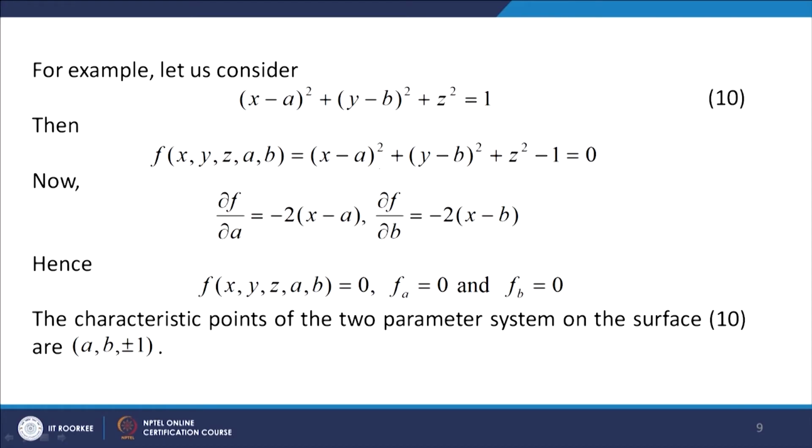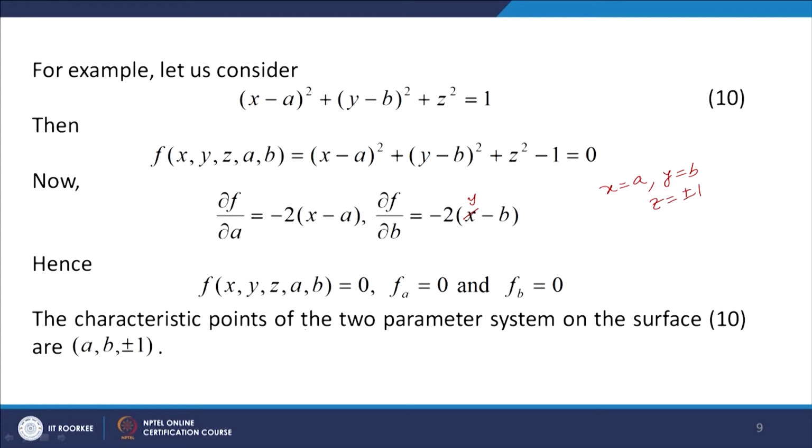So, f_a is equal to 0, and the partial derivative of f with respect to b, when we find it, should be in y: minus 2 times (y - b). So, x - a = 0 means x = a, and y = b. When we put this in this equation, we get z = plus or minus 1.